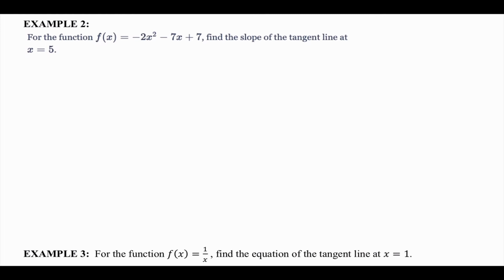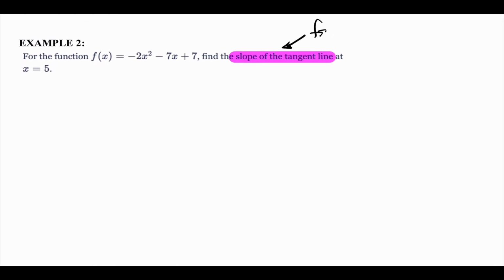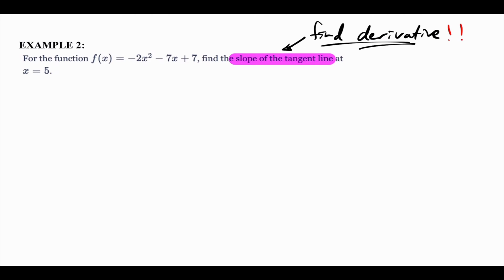Okay, so for the function f of x equals negative 2x squared minus 7x plus 7, find the slope of the tangent line. So here's a buzz phrase right here. Anytime you see those words together, in your head, red alarm bells should be going off. I'm going to have to find the derivative. This means find the derivative. If you see slope of the tangent line, it means find the derivative.